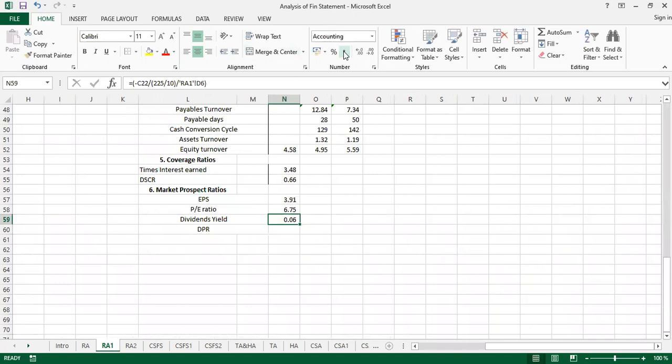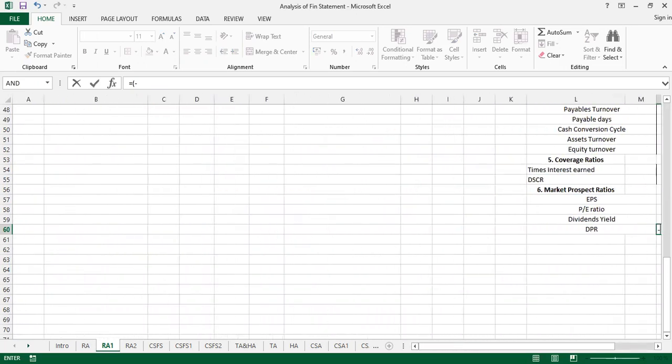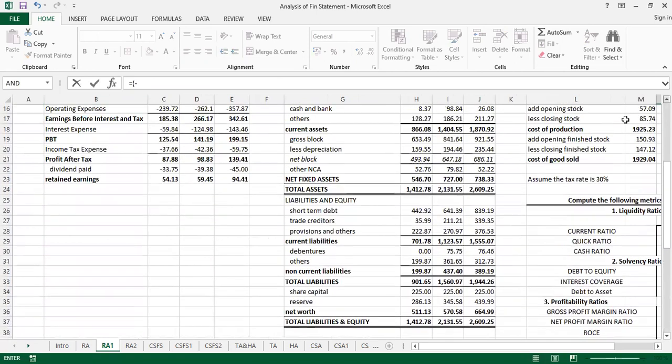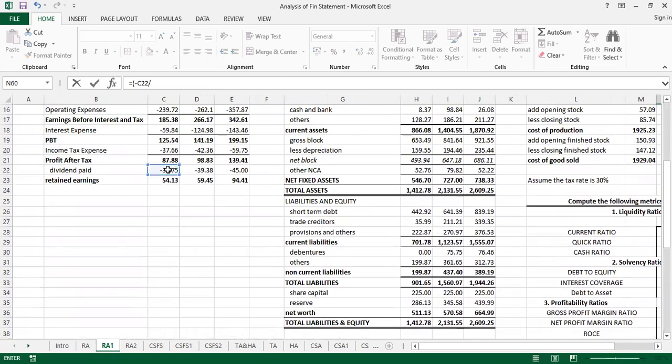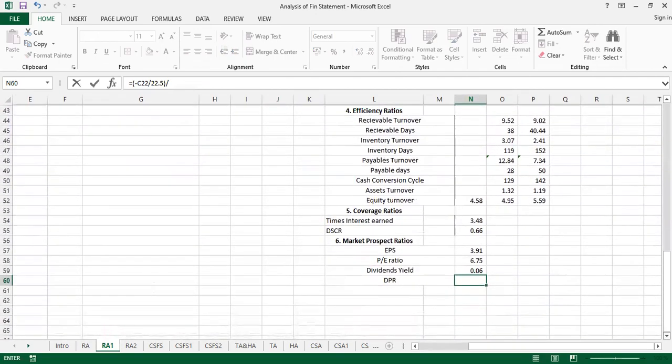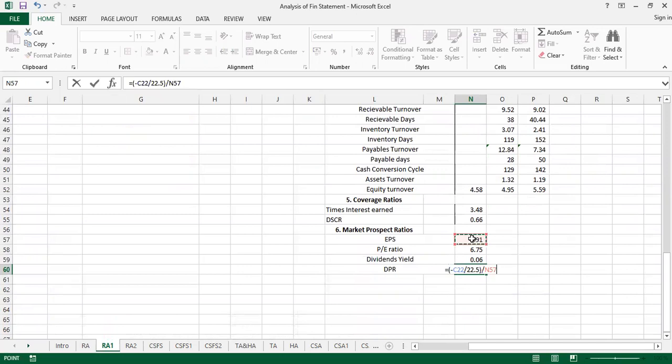Then I'll do 2 decimal places equals the, I'll open brackets, the negative dividends divided by 22.5. So this one divide by 22.5 the shares. I'll close my bracket. I do divide by the earnings per share, isn't it? And these are earnings per share. I'll now come here.